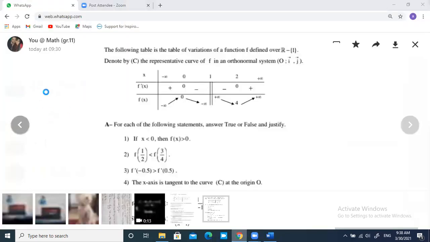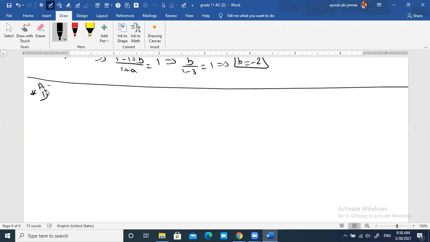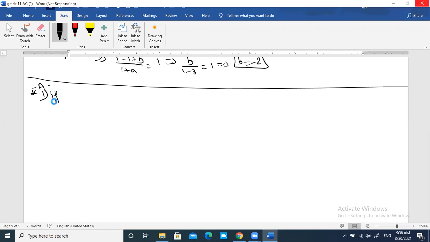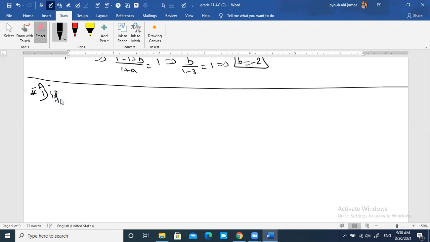Here we can say on the interval negative infinity to 0, f is increasing from negative infinity to 0. It means that f of x is negative, so false.